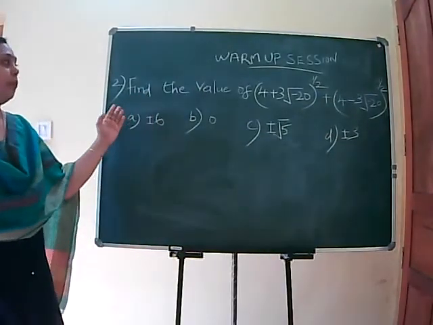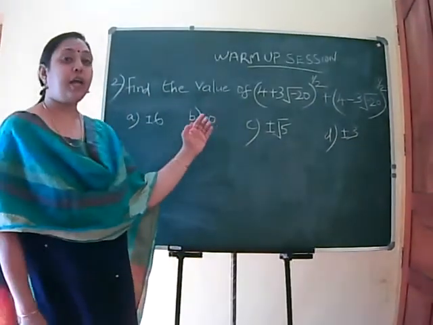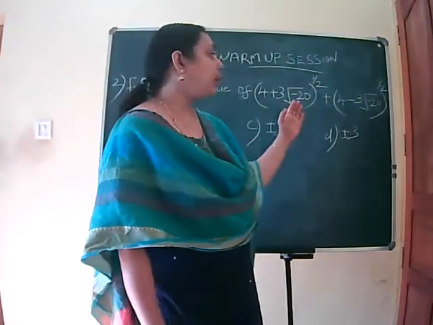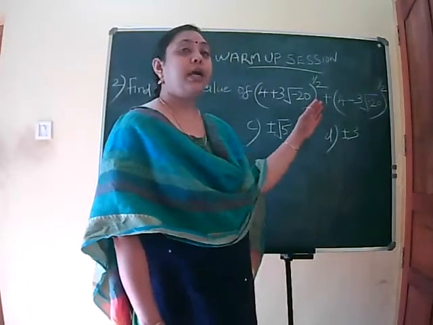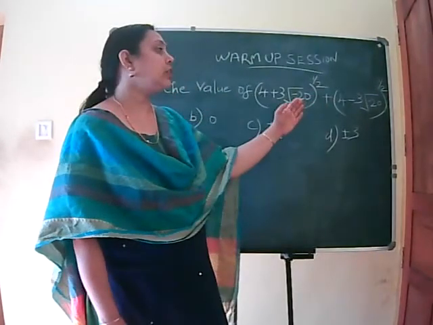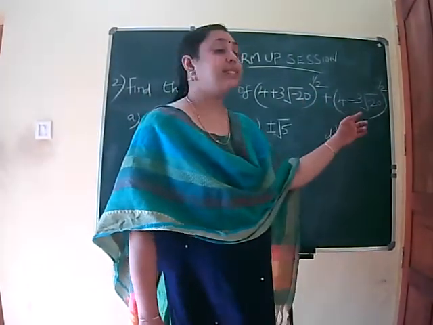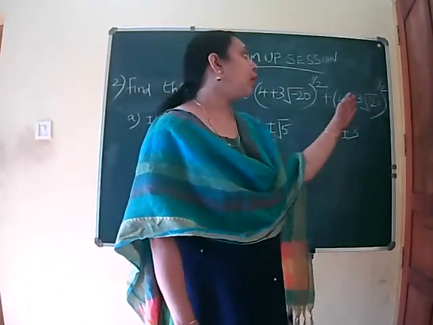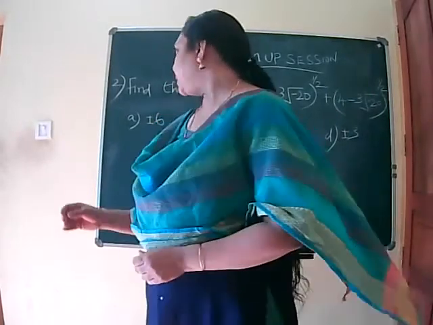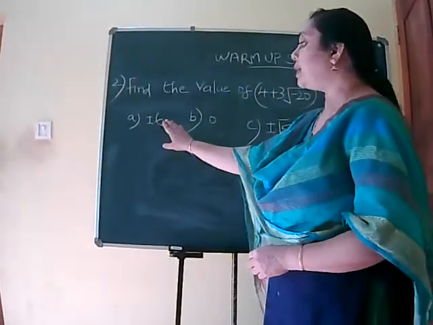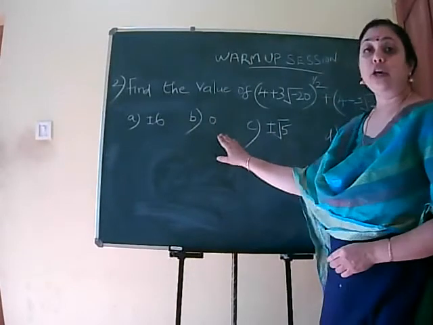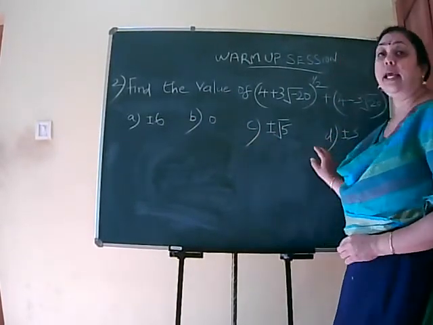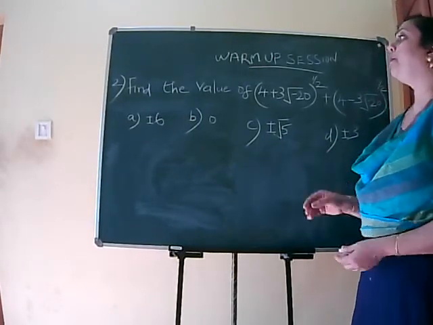Question number 2. Find the value of (4 plus 3 times square root of minus 20) the whole raised to half, plus (4 minus 3 times square root of minus 20) the whole raised to half. Options: A, plus or minus 6; B, 0; C, plus or minus root 5; and D, plus or minus 3.